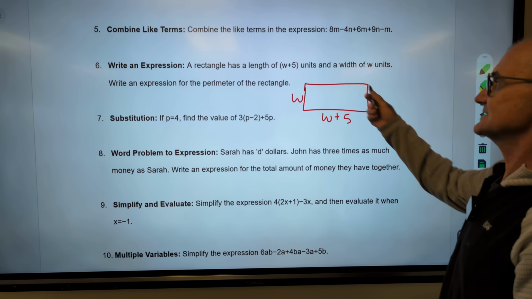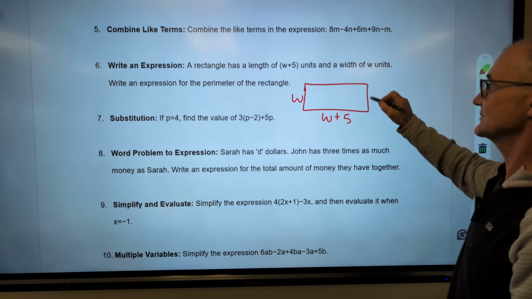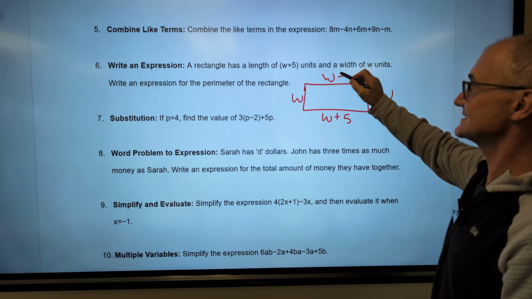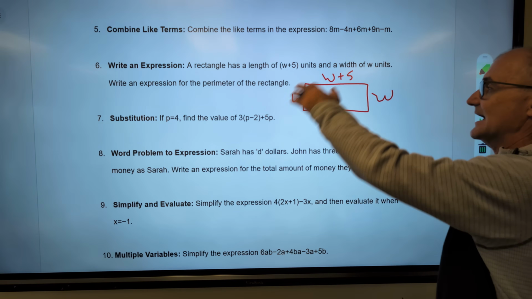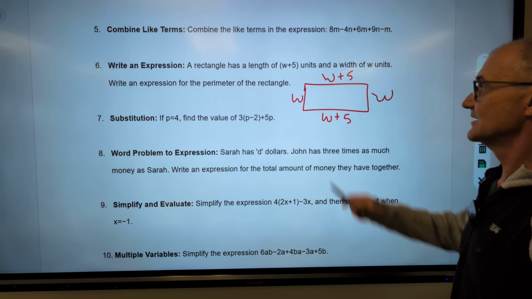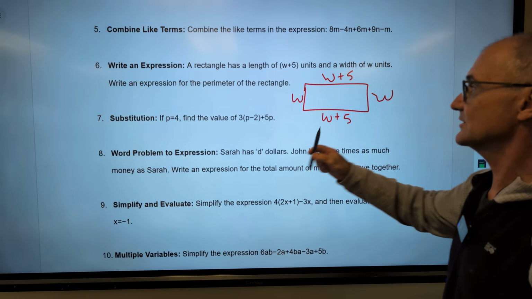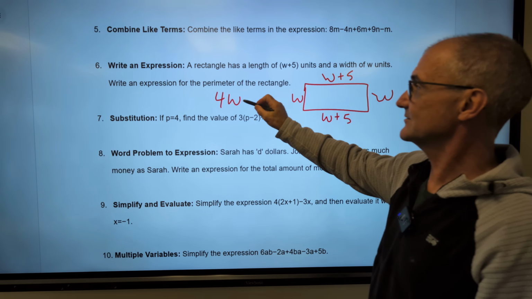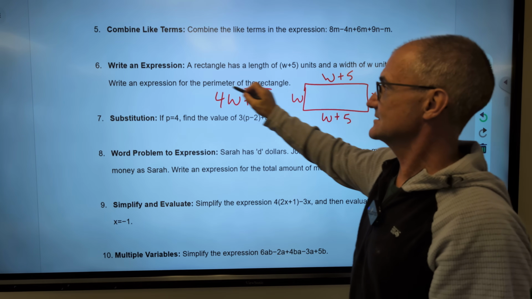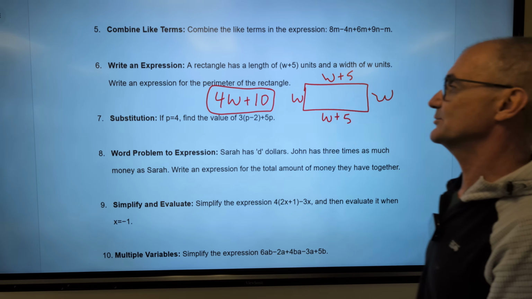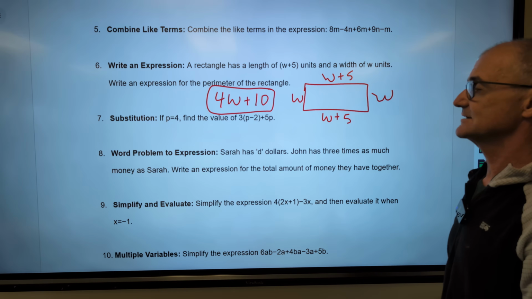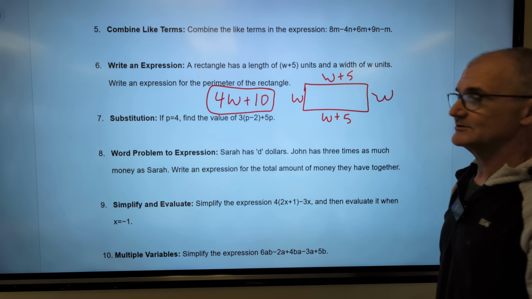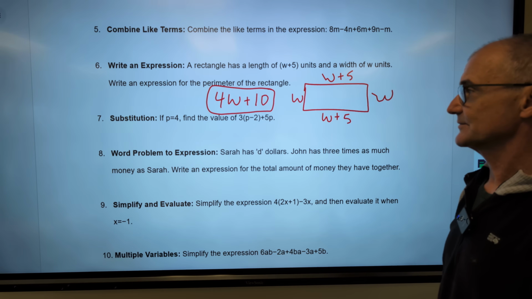Well, perimeter is the distance around the outside. If that's w, that's w. That's w plus 5, that's w plus 5. I need to add all 4 sides together. So I have 1, 2, 3, 4 w's plus 5 plus 5, which is 10. So an expression for the perimeter would be 4w plus 10. The area would be base times height, and you get into some squares.